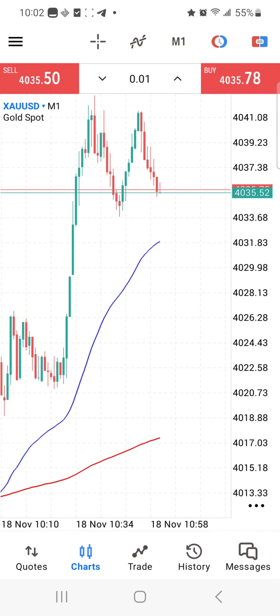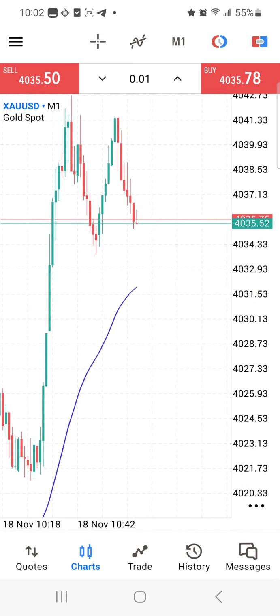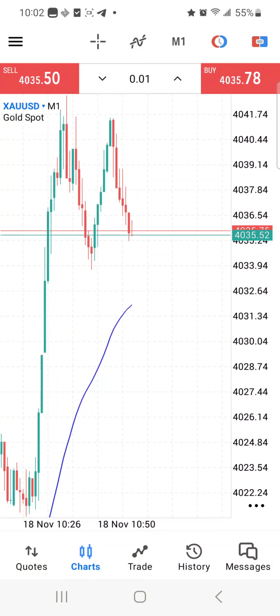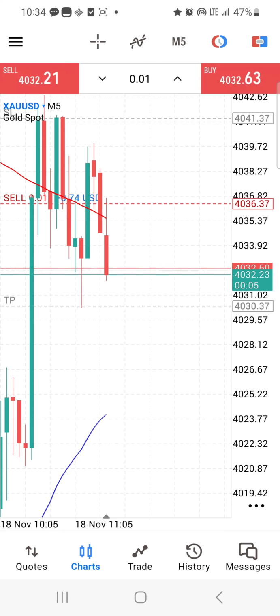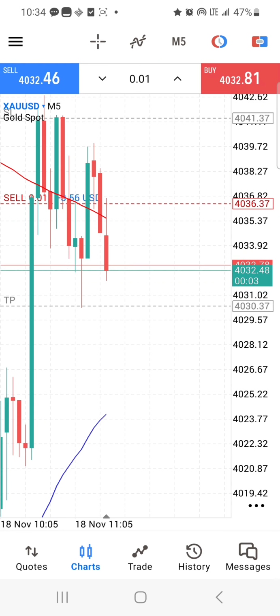Look at this very strong bullish candle that set it up, and then we are seeing bearish candles sweeping away the bullish candles. We're doing great right now. We are seeing this move in our direction.